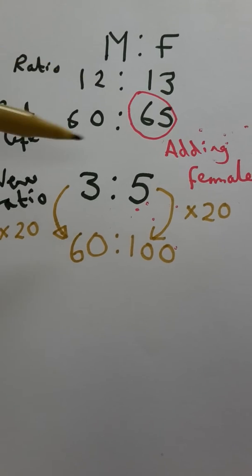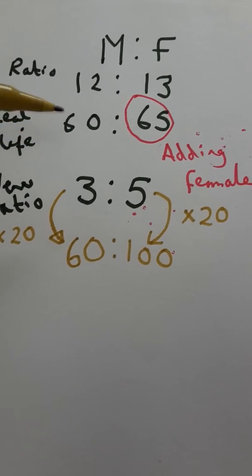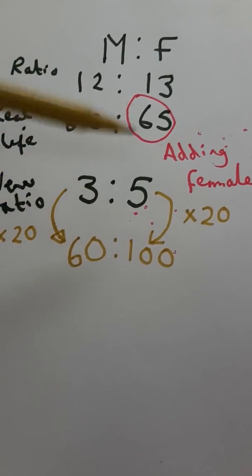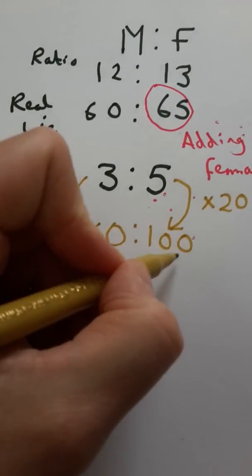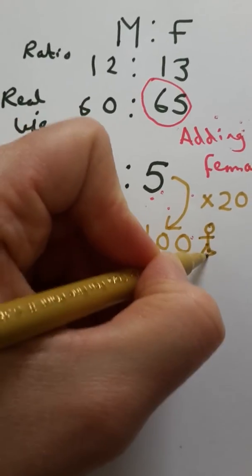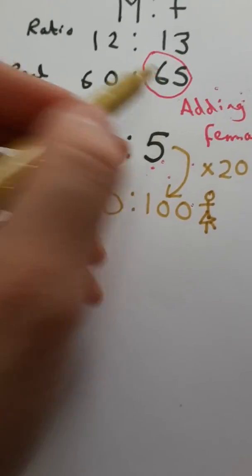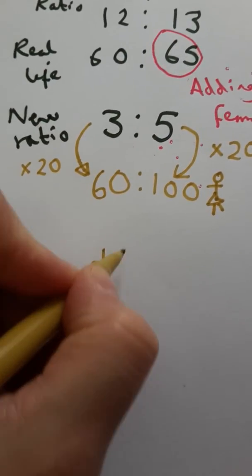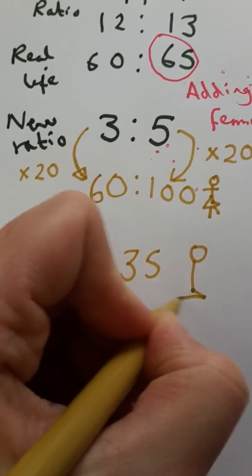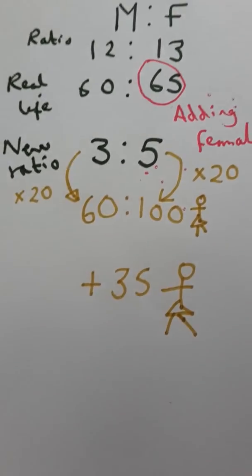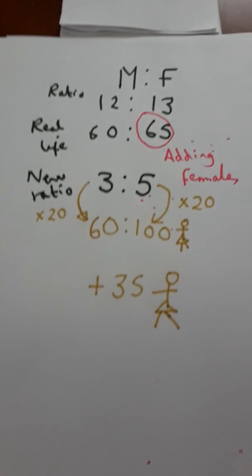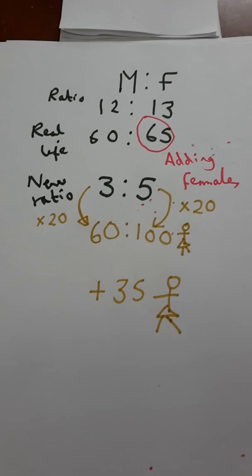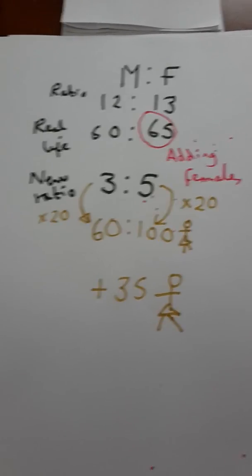Because we have exactly 60 men, we can calculate both ratios if they both are based on 60 men, 3 to 5 means that we would need 100 women. At the moment, we have 65. So to make 65 into 100, we need to add 35 extra women to create a ratio in 3 to 5. And that's our answer. 35 extra women would change the ratio of 12 to 13 into 3 to 5.